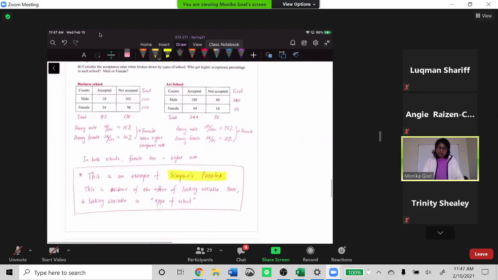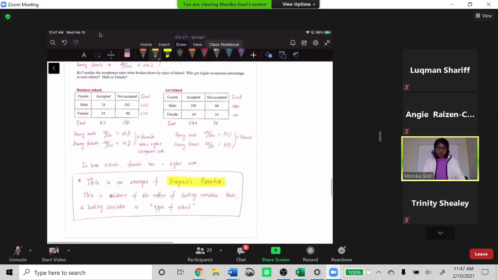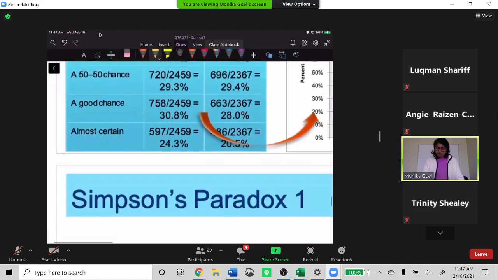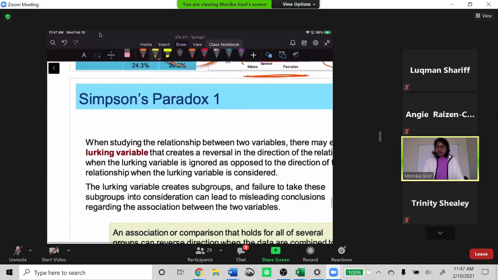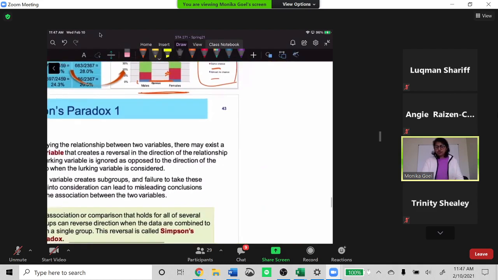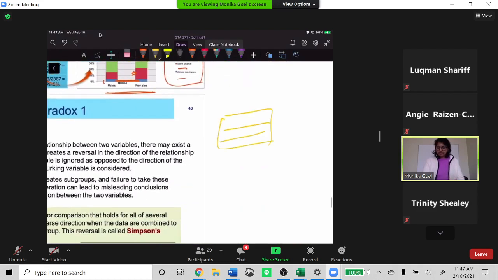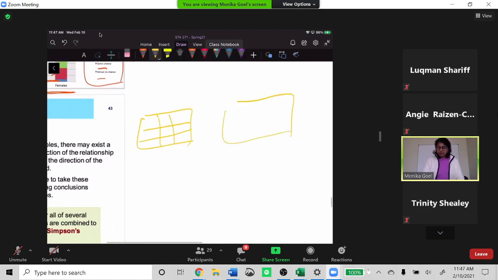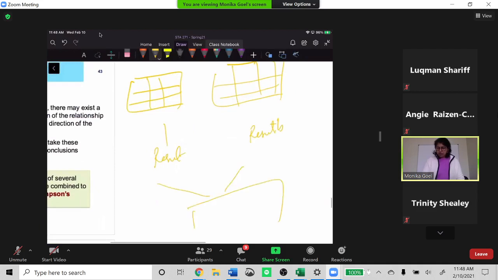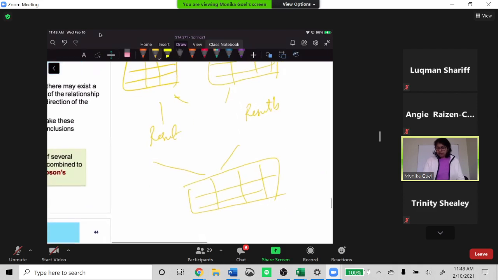So our next topic is Simpson's paradox. And what is Simpson's paradox? Once we know our conditional and marginal distribution, then we can work with Simpson's paradox. In Simpson's paradox, when we work with two individual two-way tables, we get some results from here and some results from here. But when we combine these two individual tables to make a big table, or the sum of these two tables, the results are reversed.